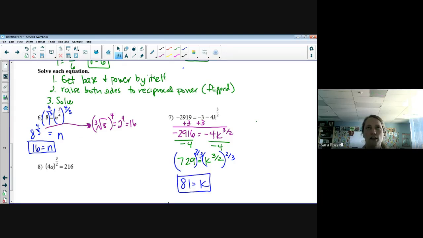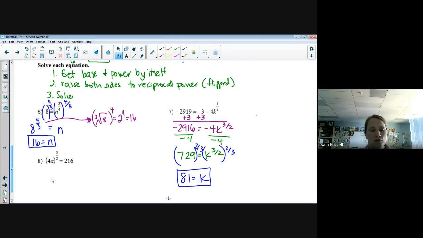Any questions on these where we're raising it to a power, to the reciprocal, we flip it over? Okay. All right, we'll try one more. This base is 4a. Because it's in parentheses, we can't do anything with that 4 right now. So right now is when we're going to go ahead and raise it to what power? It's the same power as the last one, right?